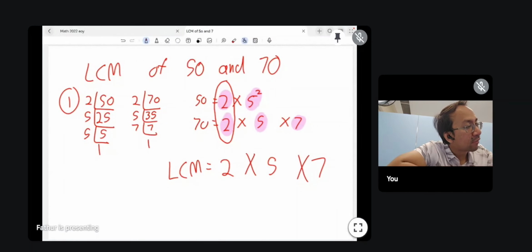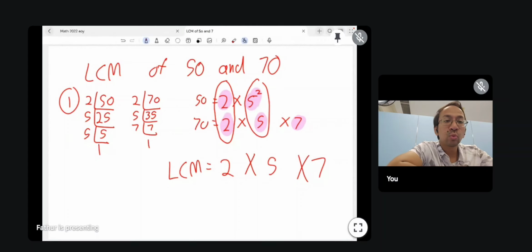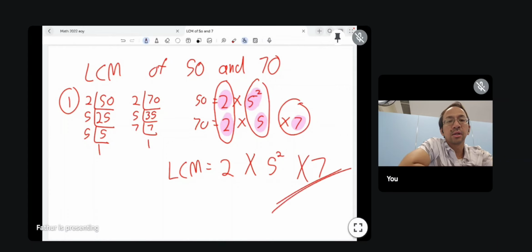Look at the number 5. The next common number is 5. Which one has a higher power? The power of 2, right? You just list out the power of 2. And then this 7, nothing much. That's all. There you go. That's your answer. Simple, right?